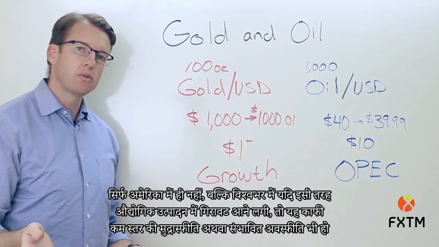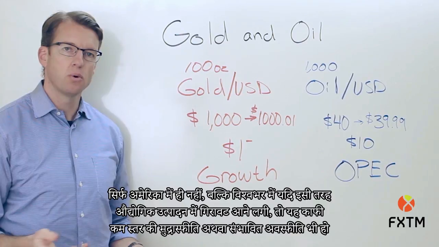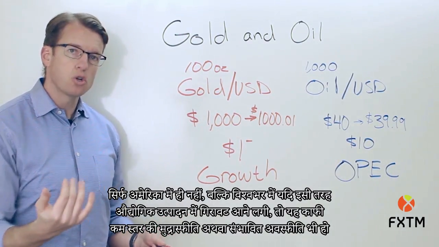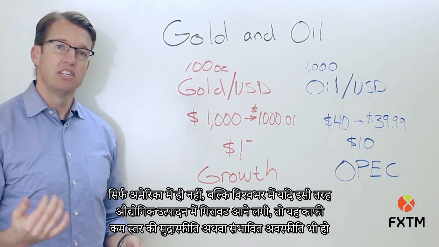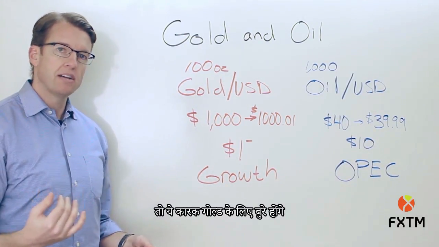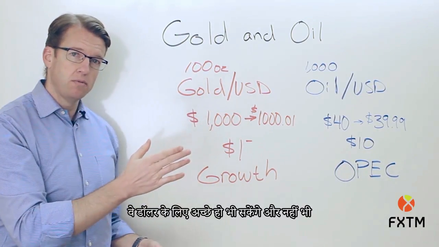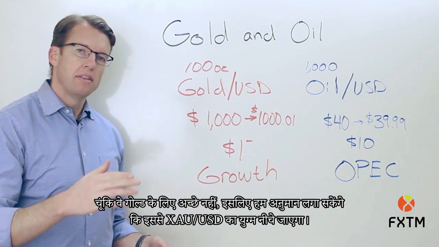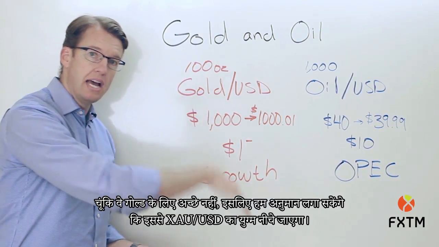By the same token, if industrial production, even worldwide, not just in the US, is beginning to contract, usually that's associated with fairly low levels of inflation or potentially even disinflation. So those factors would tend to be bad for gold. They may or may not be good for the dollar, but because they're bad for gold, we can infer that that would send the pair between gold and the US dollar to the downside.